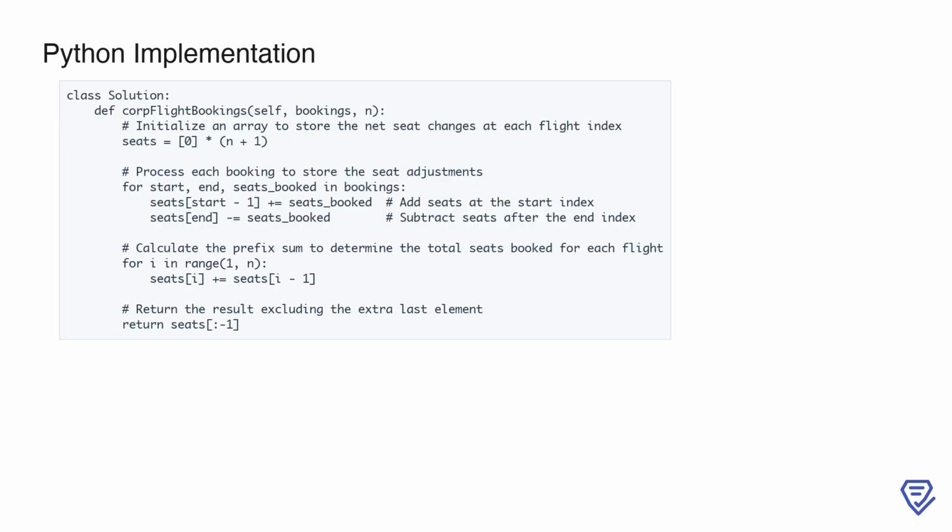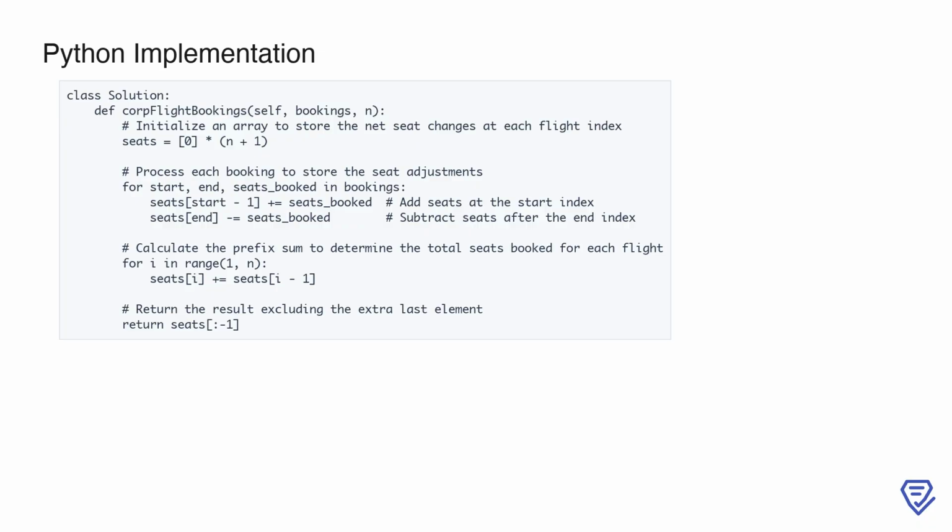4. We iterate over the seats array starting from index 1 to compute the prefix sum. This converts the difference array into the actual number of seats booked for each flight. 5. Finally, we return the result excluding the extra last element, which was used only to manage boundary conditions. This approach is highly efficient with a time complexity of O(n plus m), where n is the number of flights and m is the number of bookings. It avoids the inefficiency of directly updating each flight within a range for every booking, making it well-suited for large inputs.